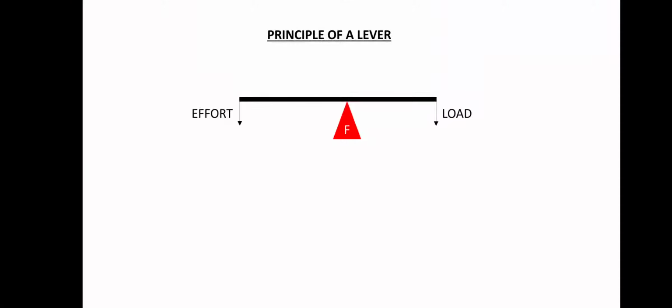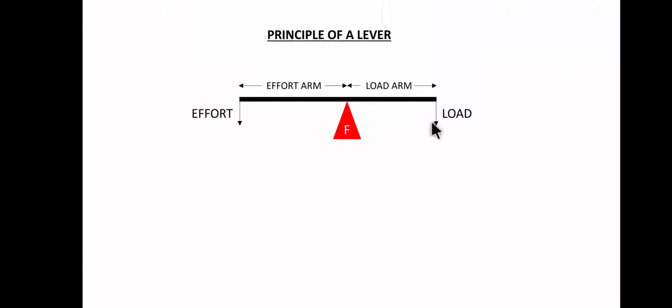Principle of a lever. Suppose we have a lever which has a fulcrum, and towards one end it has a load, and at the other end effort is applied. So the distance from the effort point up to the fulcrum is called the effort arm, and from the fulcrum the distance up to the load point is called the load arm.